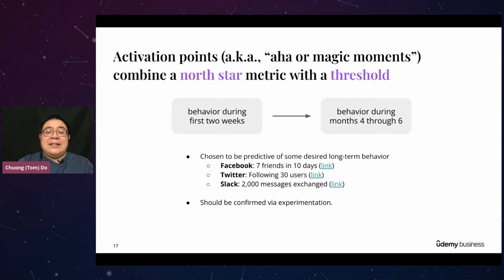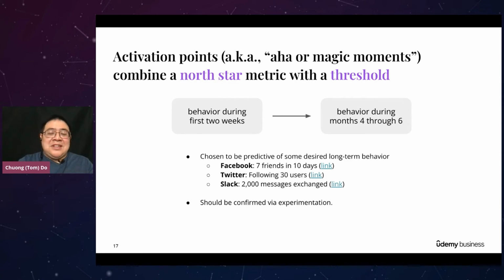Another key idea often is the notion of activation points. These are sometimes called aha moments or magic moments. And activation points are really what happens when you take a North Star metric and you combine it with a threshold to understand an inflection point in the user's behavior.